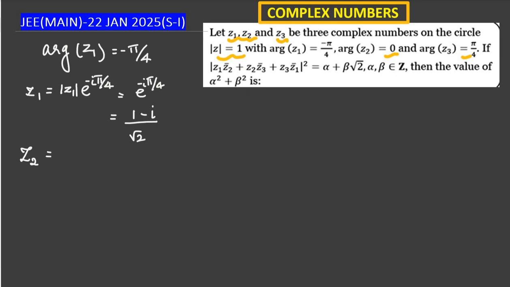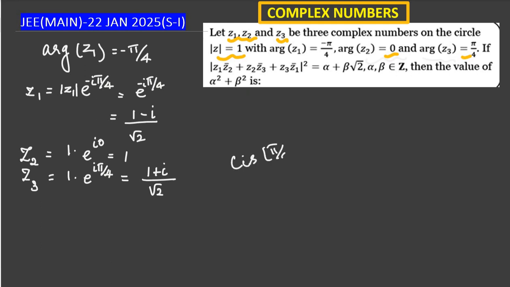Similarly, Z2 will be equal to modulus of Z2, that is 1, into e power iota into 0, given the argument is 0, which is cos 0 plus i sine 0, which is equal to 1. Cos 0 is 1, sin 0 is 0. And Z3, we know given in the question, argument of Z3 is equal to pi by 4, that is modulus of Z into e power iota into pi by 4. Cos pi by 4 plus i sin pi by 4, 1 by root 2 plus iota divided by root 2.